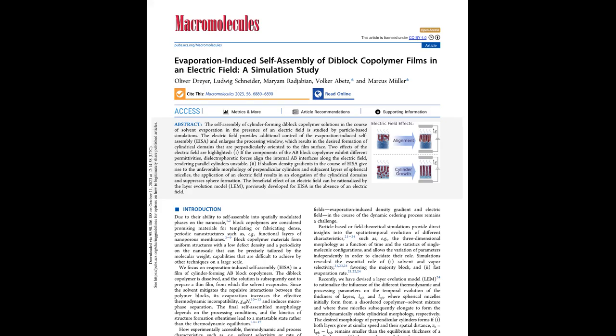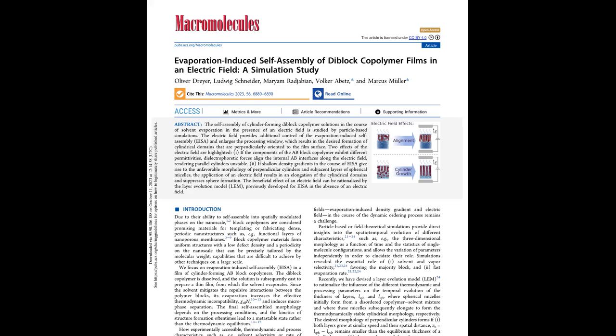Previous experimental studies suggested that applying an electric field broadens the parameter window for achieving desired morphologies and can produce longer cylindrical domains at the film surface. However, the detailed mechanism of this effect on the kinetics and alignment during evaporation remains unclear. To address this, the authors apply a soft, highly coarse-grained particle-based simulation model to capture the complex interplay of solvent evaporation, polymer microphase separation, and the influence of an electric field.